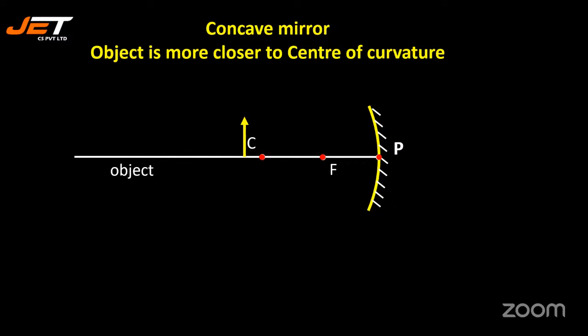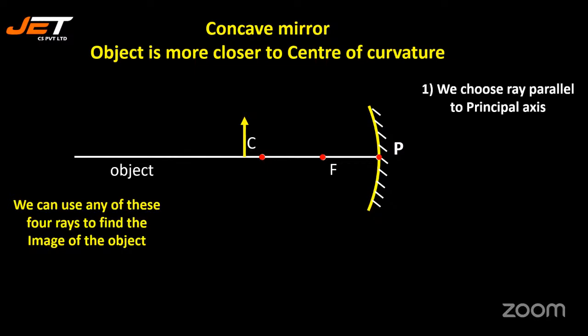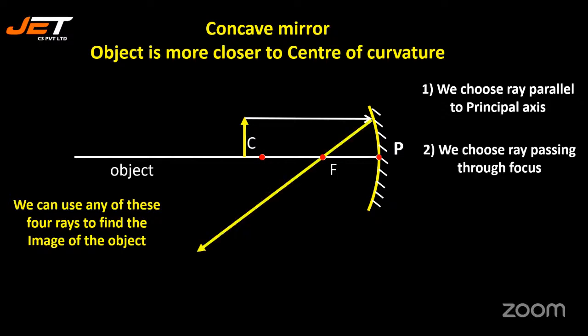That's the next case. Let's draw the ray diagram and see. I'll choose a ray parallel to the principal axis that will pass through focus after reflection from the mirror. A ray passing through focus will pass parallel to the principal axis. The intersection of these two reflected rays is nothing but the image formed. The inverted red arrow is the image formed. This is again between F and C, as you all said.